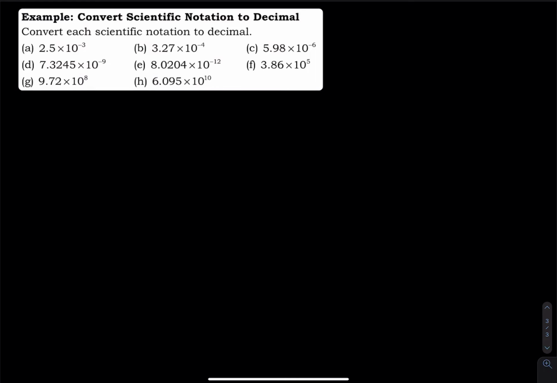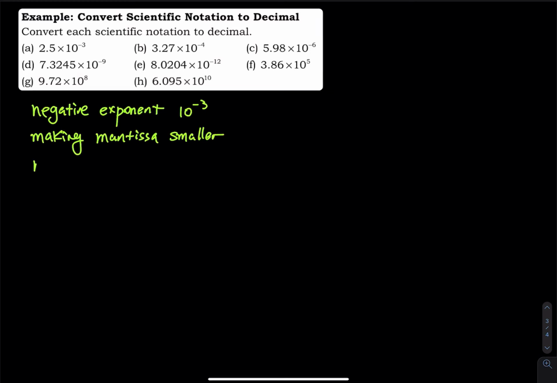In this video, we will discuss how to convert scientific notation to decimal. There are two rules to memorize. The first one is a negative exponent, let's say like 10 to the negative 3. That is making the mantissa smaller. Making the mantissa smaller means you move the decimal point to the left.